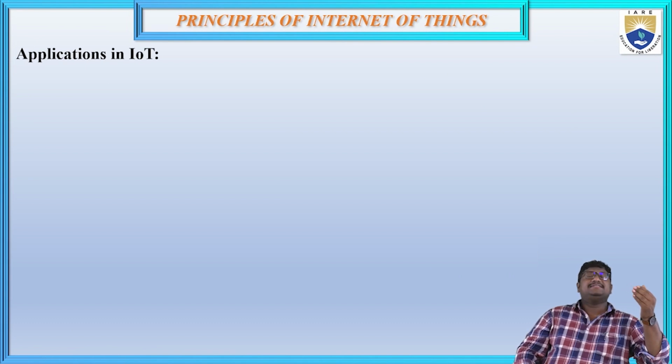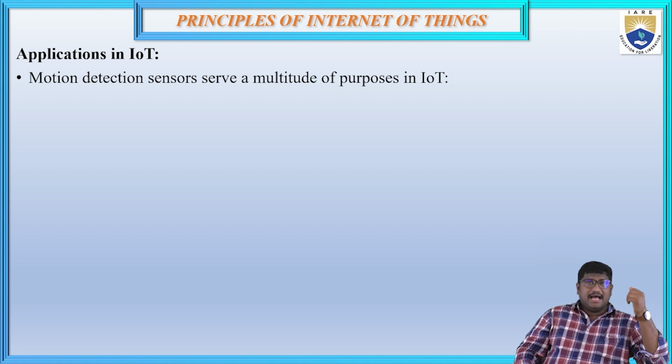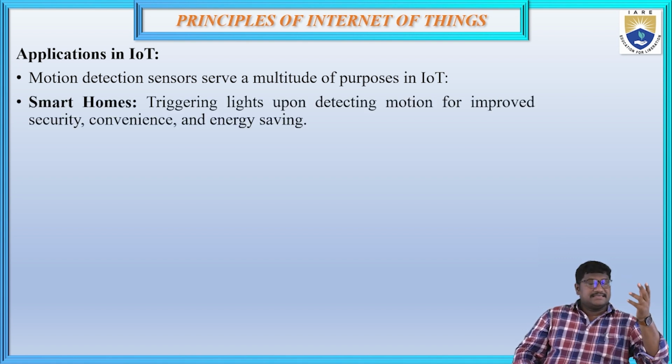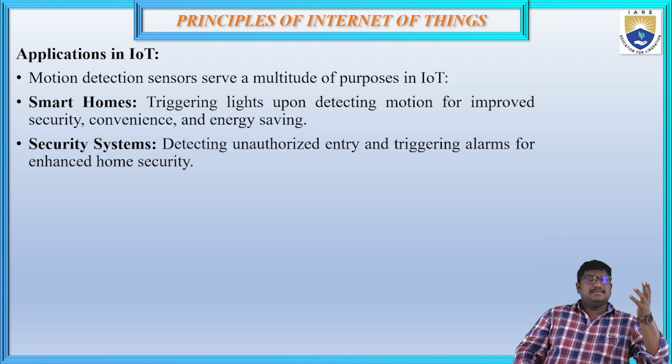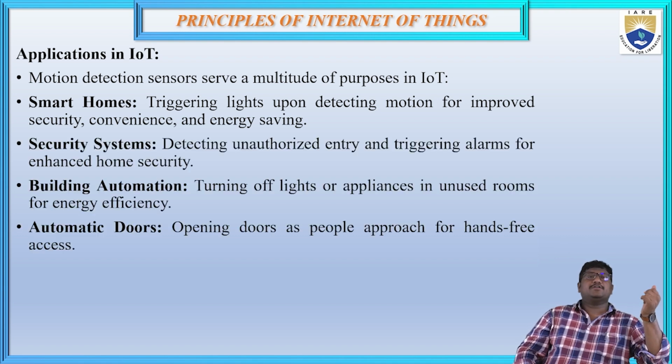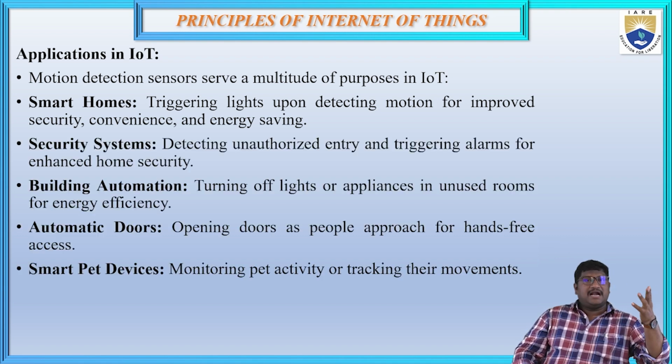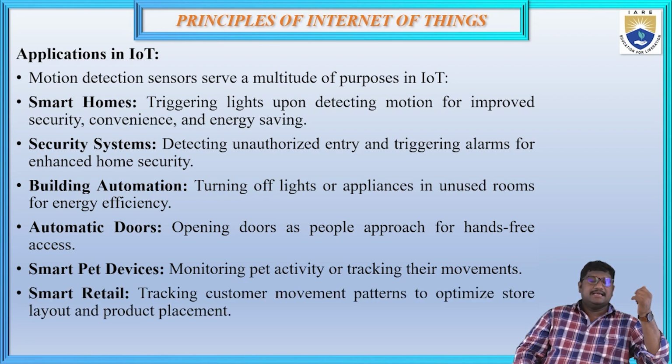What are the different kinds of applications which use these motion sensors in IoT? There are multiple purposes for which they are utilized. Motion sensors are utilized in smart homes, security services, building automation, automatic doors, smart pet devices. These are the areas, and the smart retail industry also. These are the 6 different kinds of applications which use motion sensors.